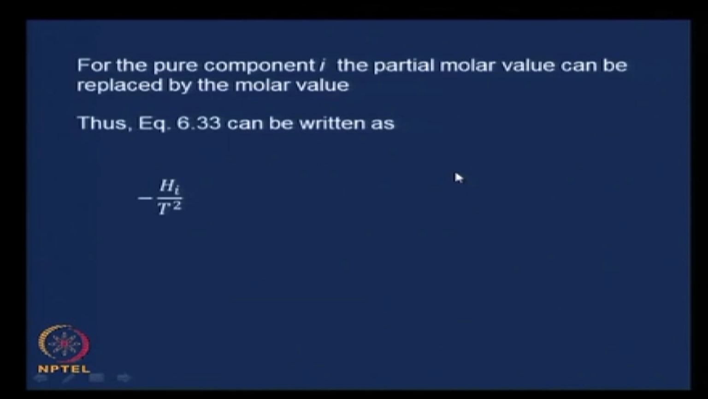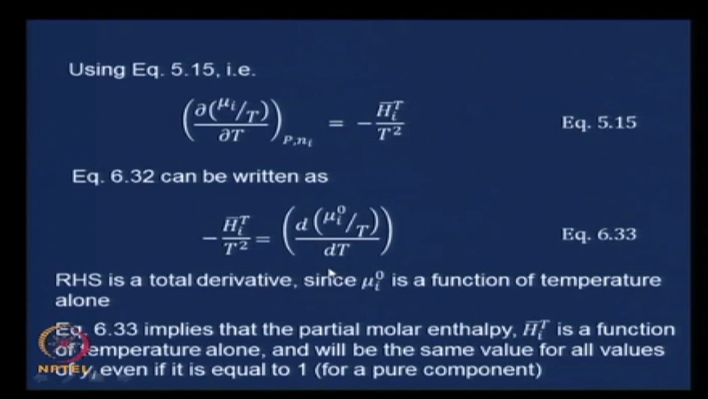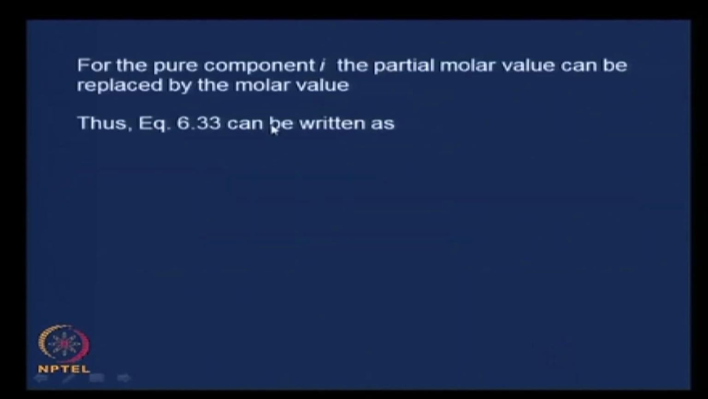This equation 633 is anyway going to be valid because it is a function of temperature alone, and therefore, equation 633 can be written as minus H_i by T squared. Instead of the partial molar value, I have taken the molar enthalpy here: minus H_i by T squared equals d/dT of (μ_i°/T).